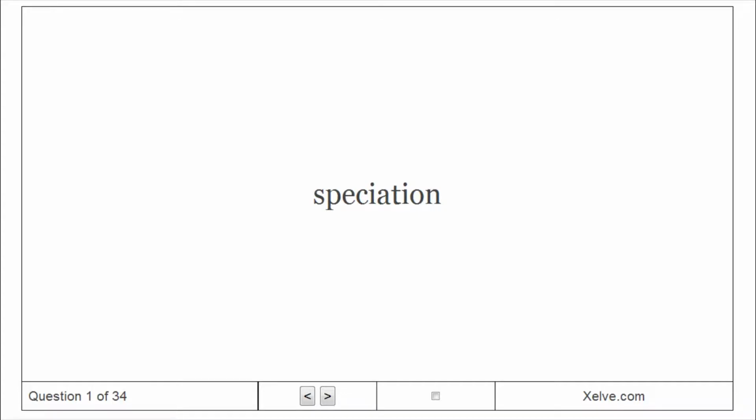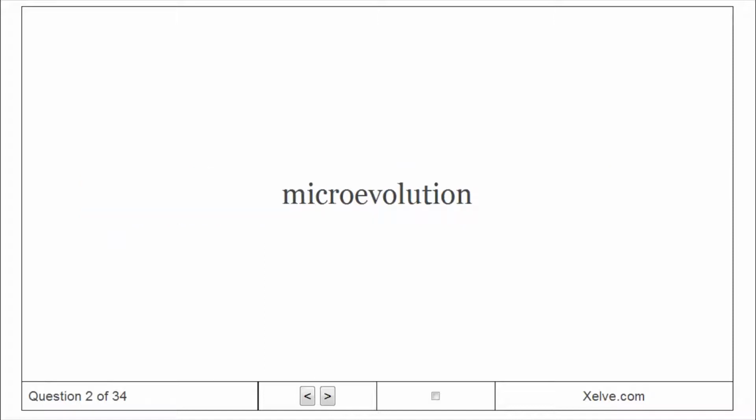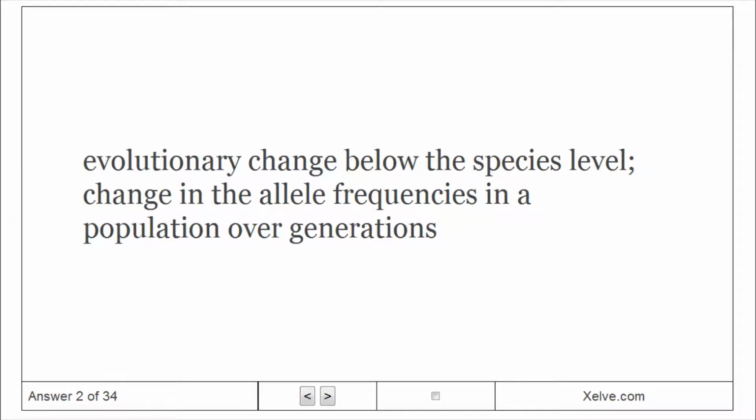Speciation. An evolutionary process in which one species splits into two or more species. Microevolution. Evolutionary change below the species level, change in the allele frequencies in a population over generations.